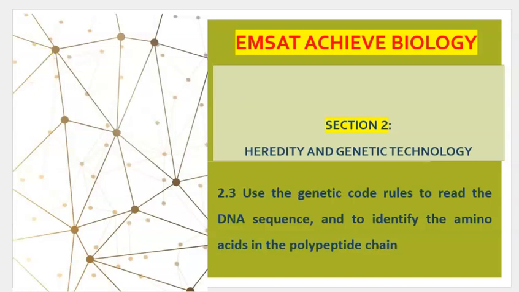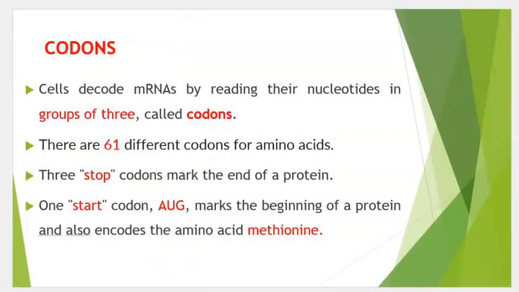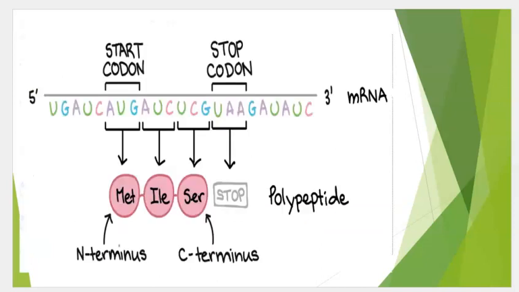Before we start, let's just look into what we mean by codons. Codons are basically three-letter words, and there are about 61 different codons which code for different amino acids. Please remember there's just one start codon, which is AUG, which codes for methionine, and there are three stop codons. When we look into that chart, I'll explain what the three stop codons are. For now, let's look at this particular question.